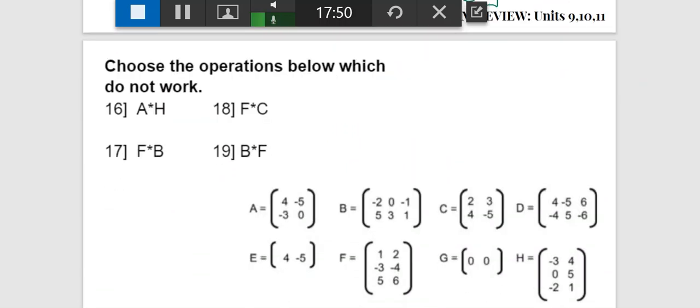All right, which ones do not work? A is a 2 by 2. H is a 3 by 2. Now, that's it right there. Now, it makes it sound like there might be more than one, so we'll check. F is a 3 by 2. And C is a 2 by 2. That one should work. F is the 3 by 2. B is the 2 by 3, so that one should work. We'll get a 3 by 3 as a result. And then B and F, B is a 2 by 3, and F is a 3 by 2, which means we'll get a 2 by 2 as a result. All right.